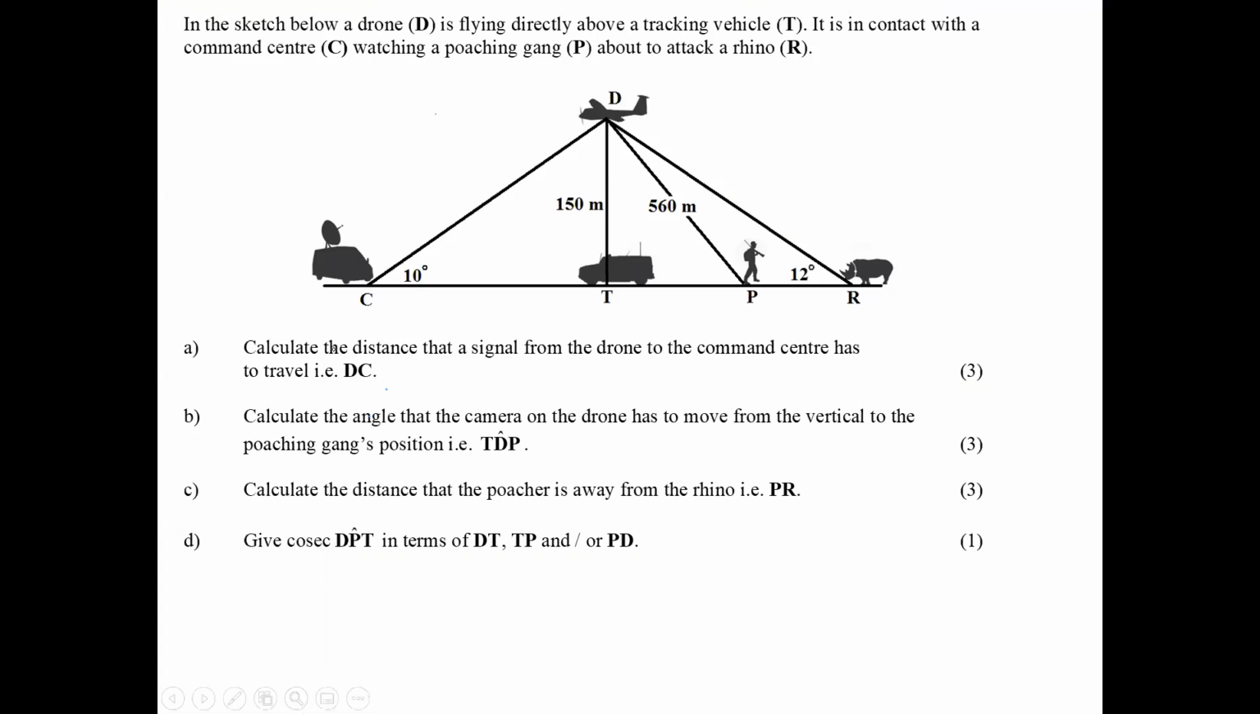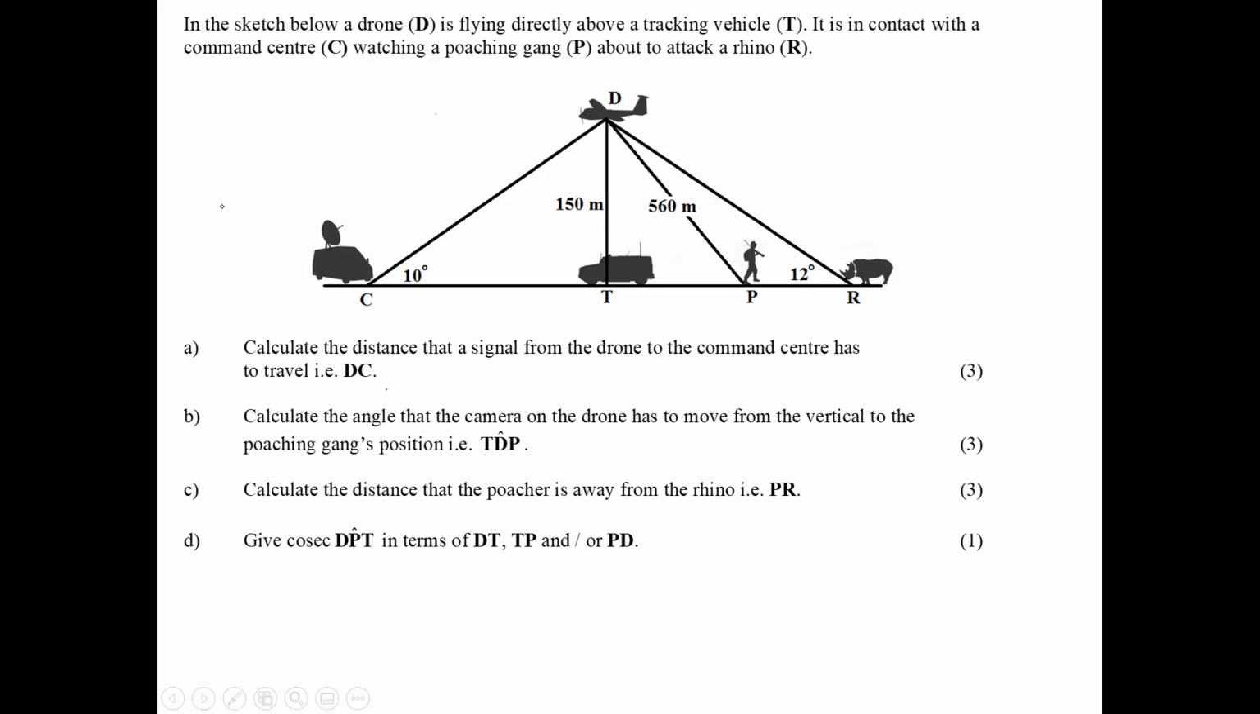So it says in the sketch below, a drone D is flying directly above a tracking vehicle T. So there we have a drone flying above a tracking vehicle. It is in contact with a command center C, watching a poaching gang P. There's a gang here, about to attack a rhino R. Very nice story this is. And it says calculate the distance that a signal from the drone to the command center has to travel, that is DC. So they want us to find DC.